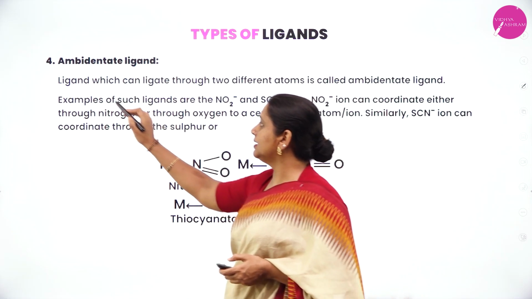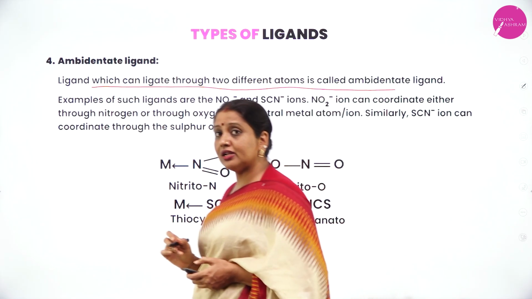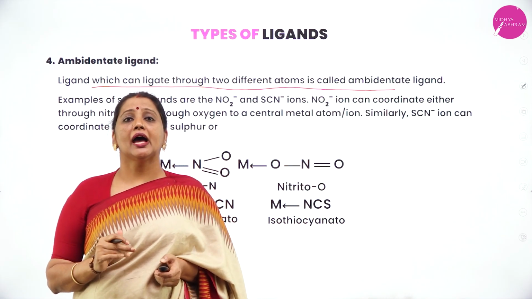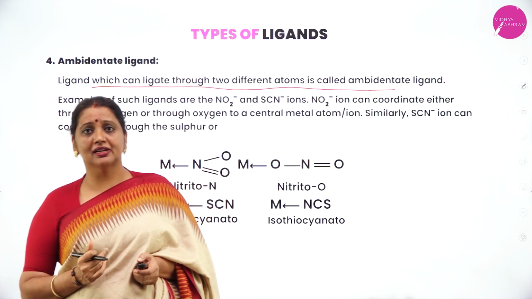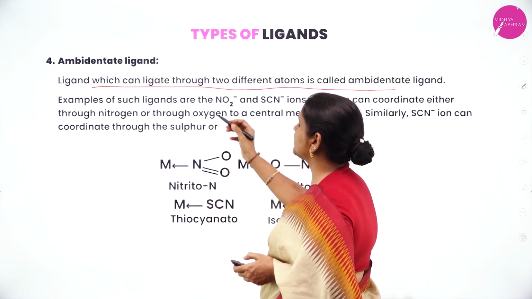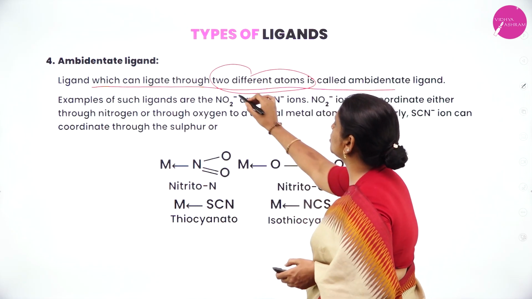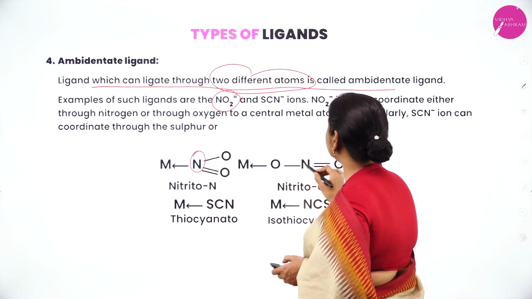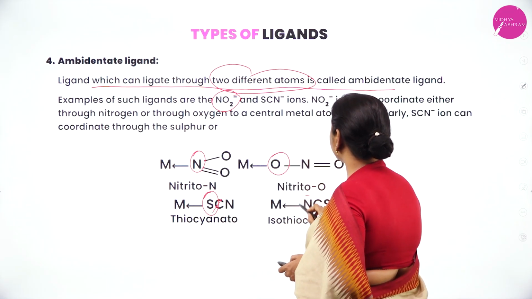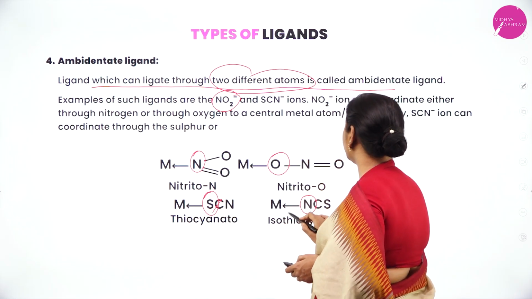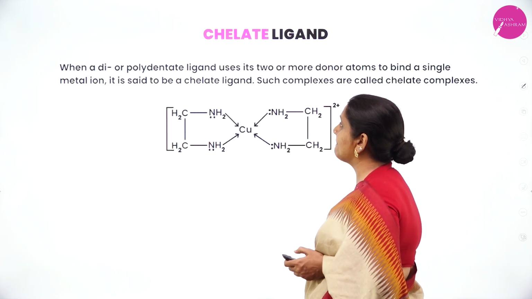Next, ambidentate. A ligand which can ligate through 2 different atoms is called an ambidentate ligand. In the haloalkanes and haloarenes chapter, I discussed ambidentate nucleophiles: nucleophiles having 2 attacking centers. Similarly, ligands which ligate through 2 different atoms are called ambidentate ligands. For example, NO2 minus sometimes ligates through nitrogen, sometimes through oxygen. SCN: thiocyanate through sulfur, isothiocyanate through nitrogen. Such ligands are called ambidentate ligands.